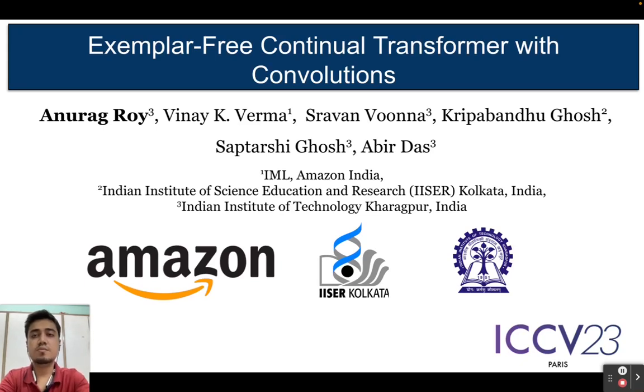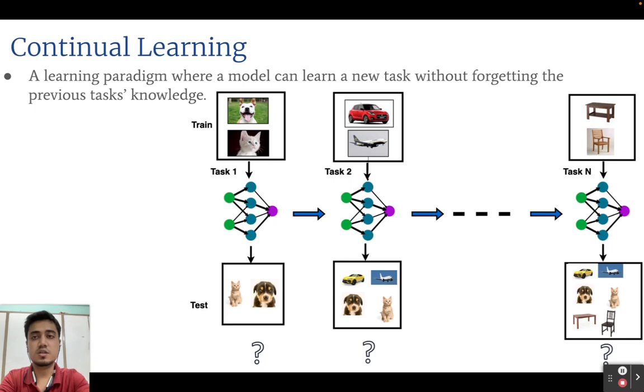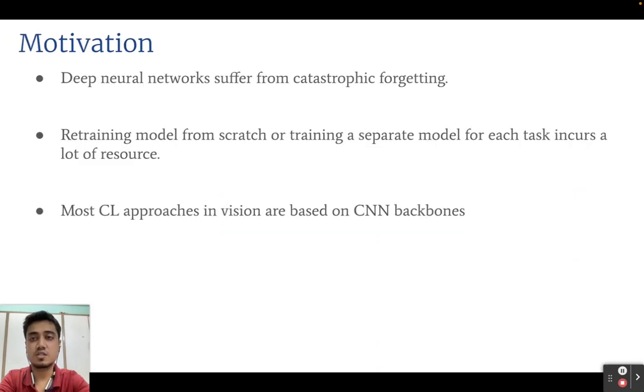Hello everyone, today I'll be presenting Exemplar-Free Continual Transformer with Convolutions. Inspired from how human beings learn, continual learning, or CL for short, refers to a learning paradigm where a model can learn a new task without forgetting the previous task's knowledge. The necessity for research in this field comes from the fact that deep neural networks suffer from catastrophic forgetting.